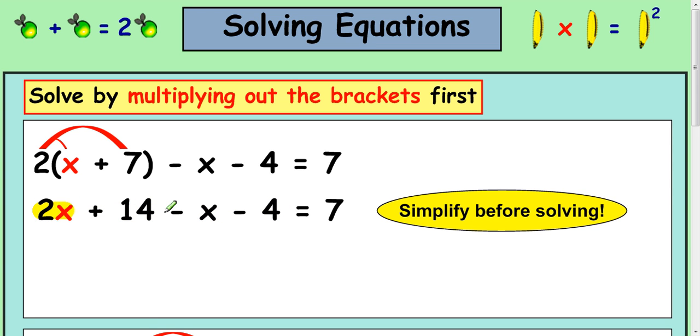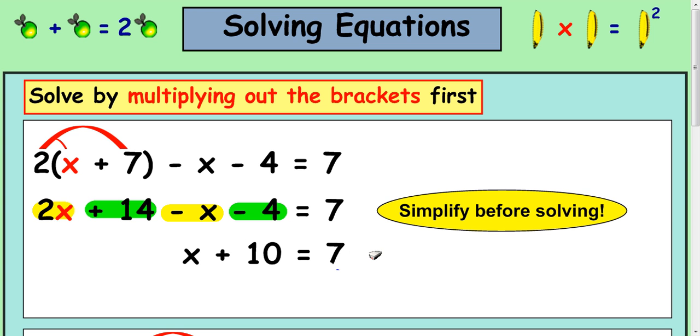So I've got 2x and a take away x there. So 2x take away x gives me 1x. And then if I've got a plus 14 take away 4, that's going to give me 10. I do nothing with the 7 at this point. So I've got x plus 10.